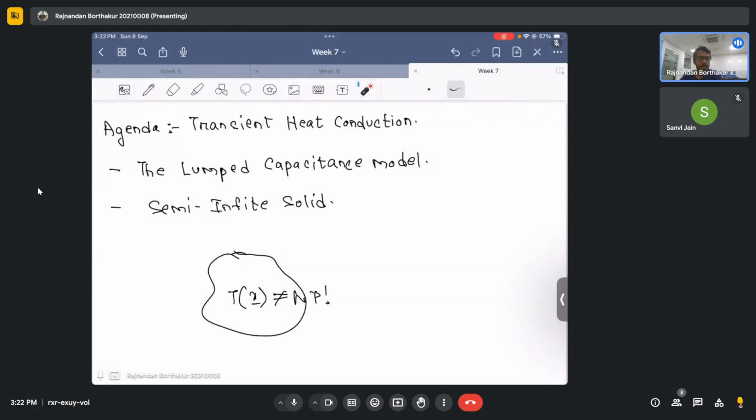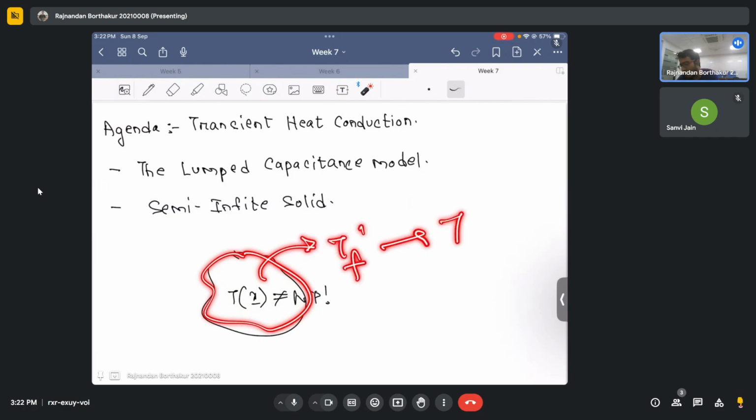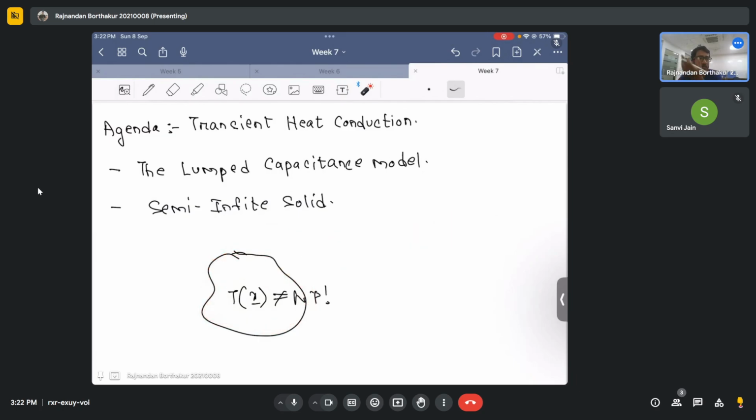When I say that my temperature is not varying spatially inside this body, it means that when this body was at temperature Ti, it will now go to some temperature T final in some given time t. This means that I have neglected the conduction resistances inside this body. Or in a better sense, the dominant mode of heat transfer responsible for lowering the temperature of this body is the convection heat transfer that takes place at the interface between the body and the fluid.